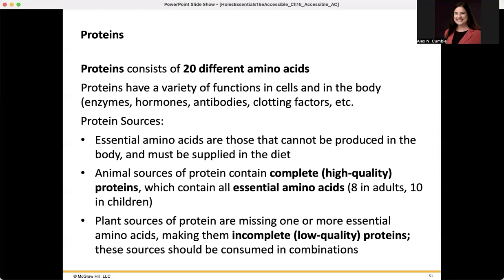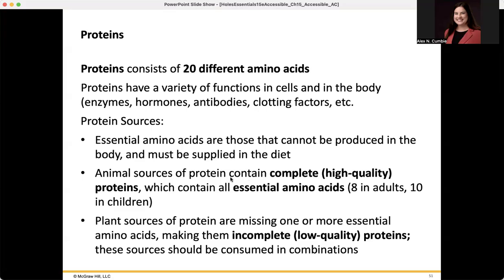Proteins is the last one for our macromolecules. There are different proteins and they're made up of amino acids. So amino acids are the building blocks of proteins. And we have essential and non-essential amino acids. Essential amino acids, again, just like essential nutrients, your body can't make them, so you must consume them in order to get them, but your body needs them.